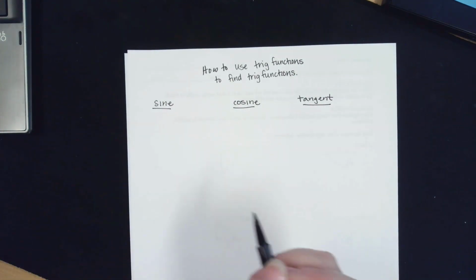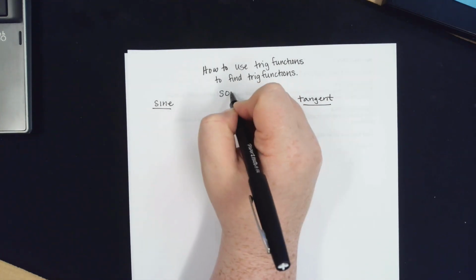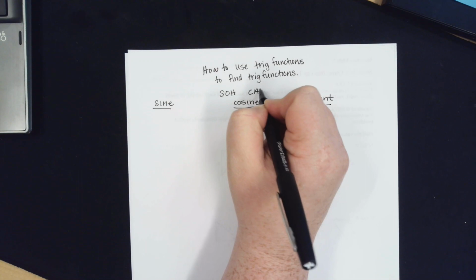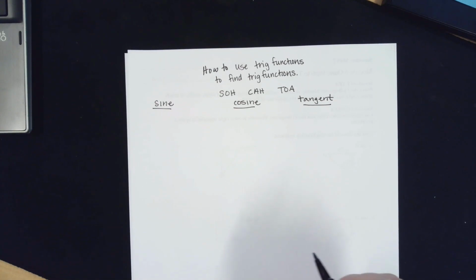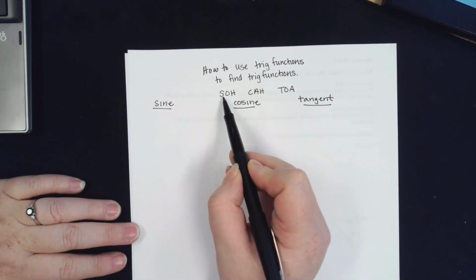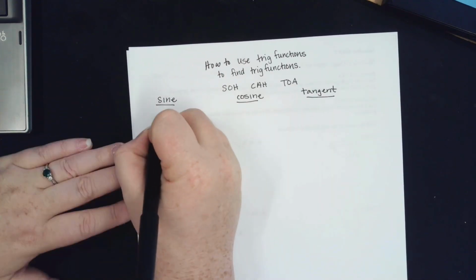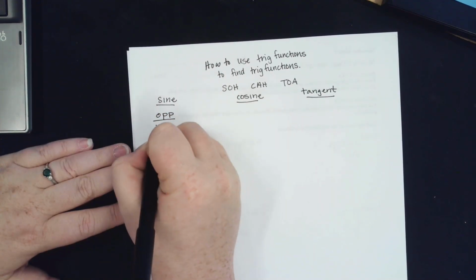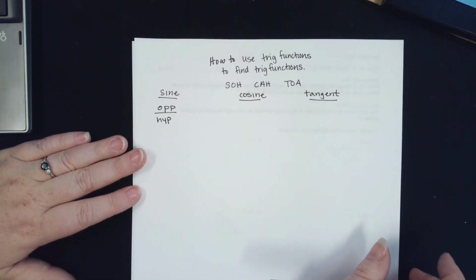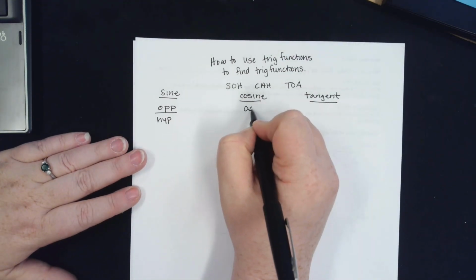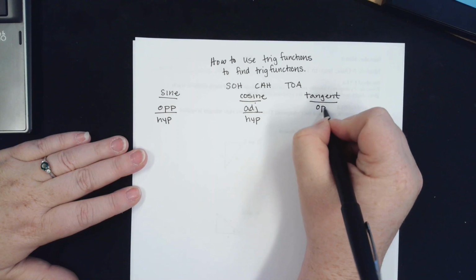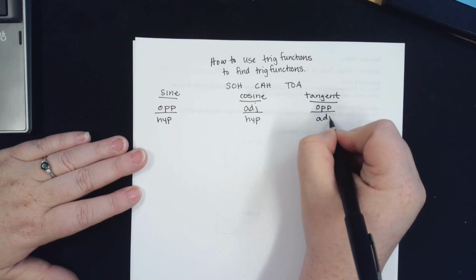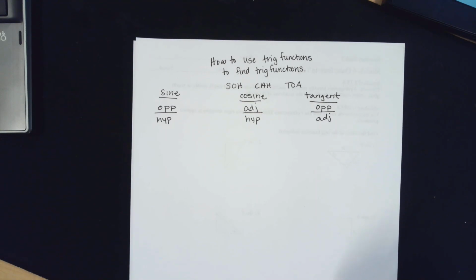So for sine, if you need to, you can always use SOHCAHTOA. My son calls it the Polynesian god of math, which makes it a lot easier to remember. So SOH says sine is opposite over hypotenuse. Cosine is adjacent over hypotenuse, and tangent is opposite over adjacent. Okay, so now we have our reminder of what all of our trig functions are and what they mean.